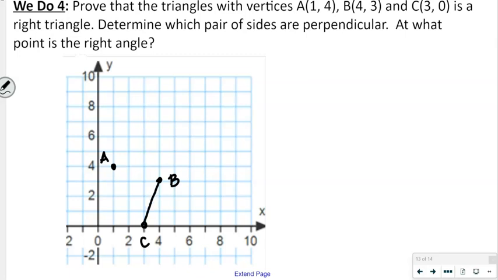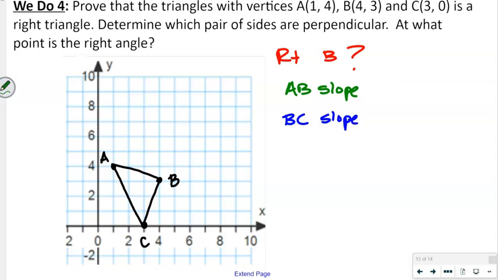So once again, we're going to draw. And again, my prediction would be B. Can you guys see that? I think the right angle is going to be at B, but we're going to prove that, right? So what are we going to do? We're going to compare the AB slope to the BC slope, right?